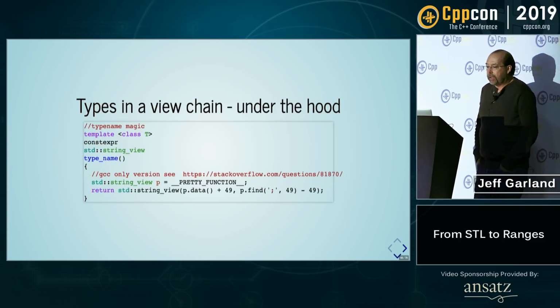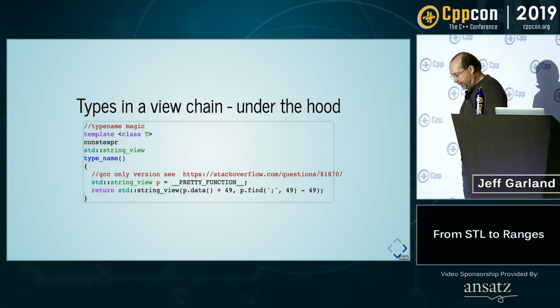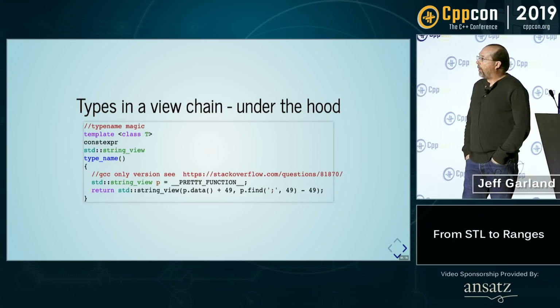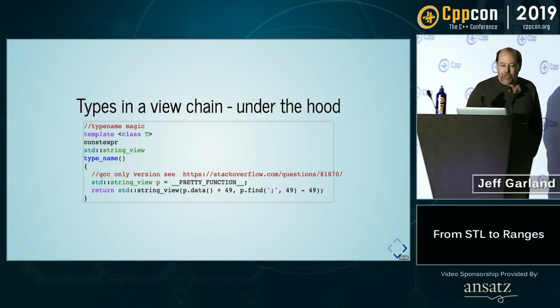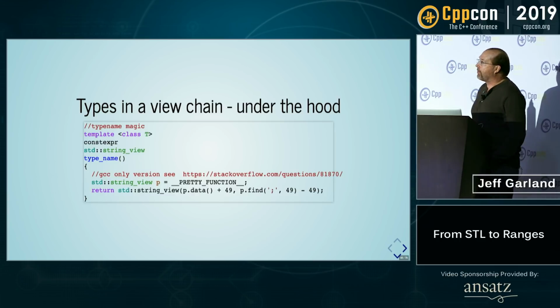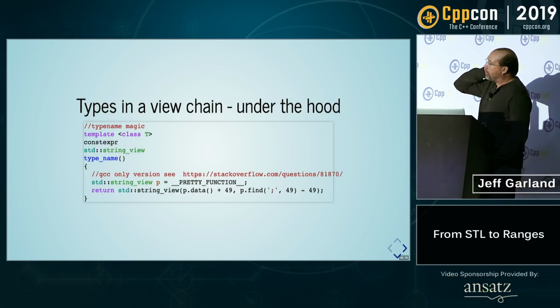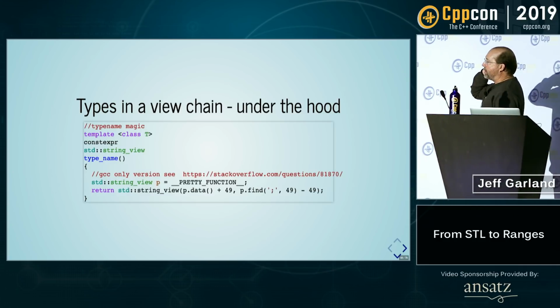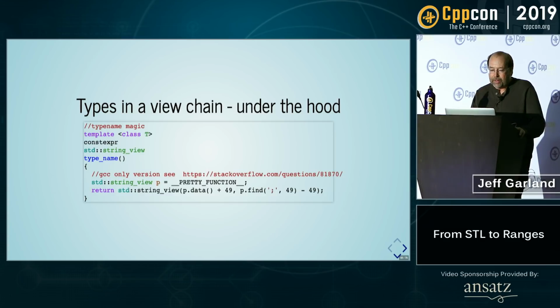So now I want to look even further under the hood. And to do that, I have to get a little bit clever. I'm sure somebody has showed this at this conference. This is a function which allows you to print out the type of something in your program. This particular version of this thing is GCC specific. There's a Stack Overflow link there if you want to find out how to do this.